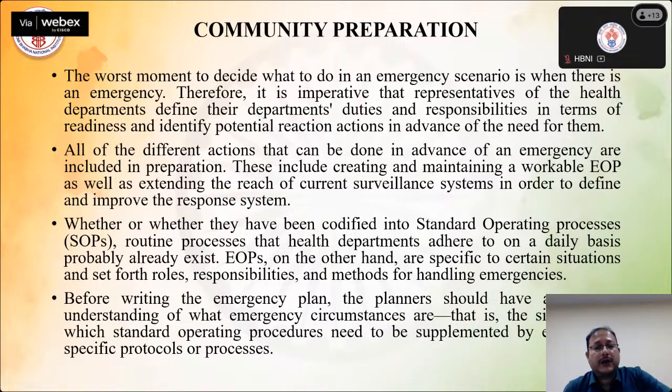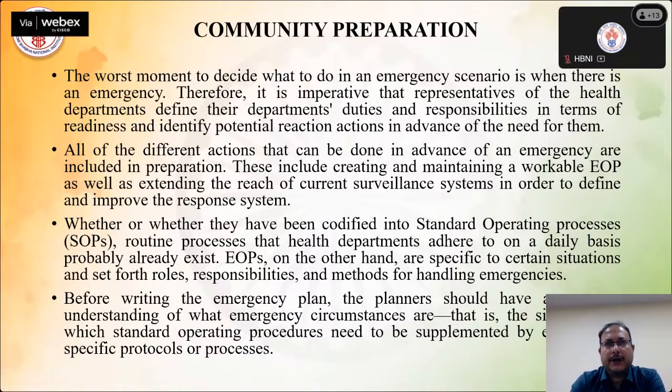Standard operating procedures are routine processes that health departments adhere to on a daily basis, and they probably exist. Emergency operating procedures, on the other hand, are specific to certain situations and set forth rules, responsibilities, and methods for handling emergencies. Before writing the emergency plan, the planner should have a common understanding of what emergency circumstances are, that is, the situations in which standard operating procedures need to be supplemented by special emergency protocols. So everything should be there. As I've already quoted, the first priority of the Sendai framework is understanding local disaster risk.